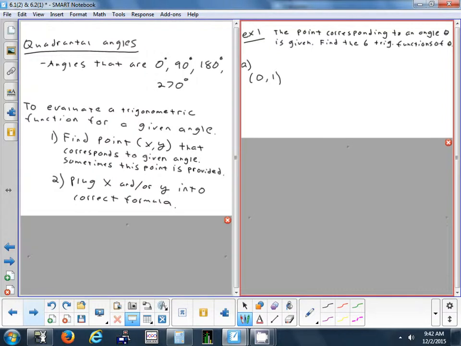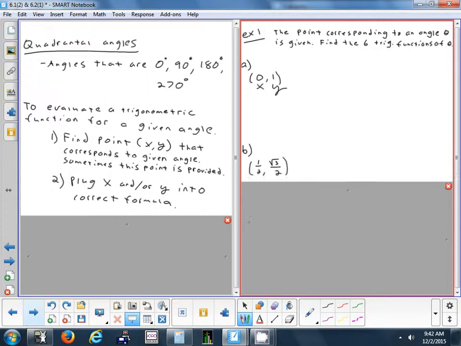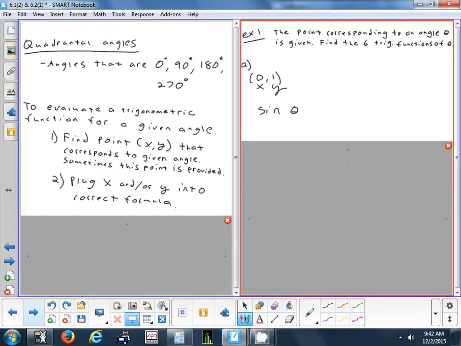All right. So here's x, here's y. Let's start out with the sine of that angle. What letter do I use for sine? Y. What's y in this case? 1. Okay, that's it. So the sine of this angle is 1. How about cosine? What letter do we use for that? X. What's x in this case? 0. Sine and cosine are the easiest ones to do. Although we're just going to be doing arithmetic here with 1 and 0, so it's not overly hard.